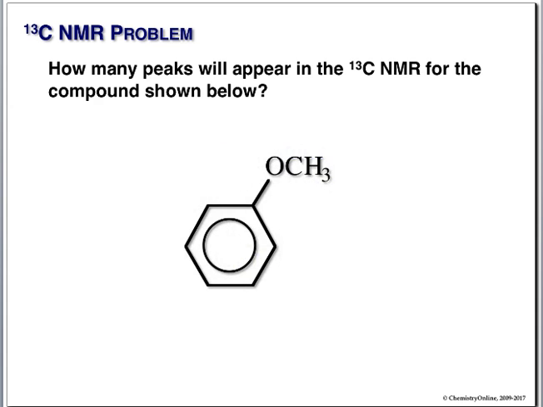How about this one? How many peaks in the NMR? Come on, you guys survived chapter 5, which is stereochemistry. You can do this, right? It's just simple symmetry. We can take and split this guy right in half this way. These two and these two are the same. We have a carbon attached to the methoxy group, one that isn't, and 2 ring carbons.